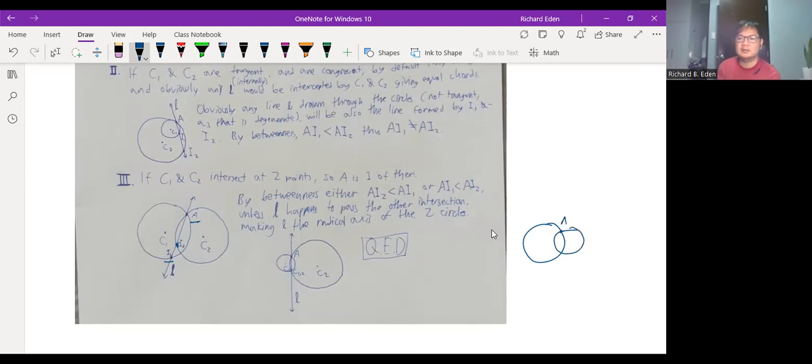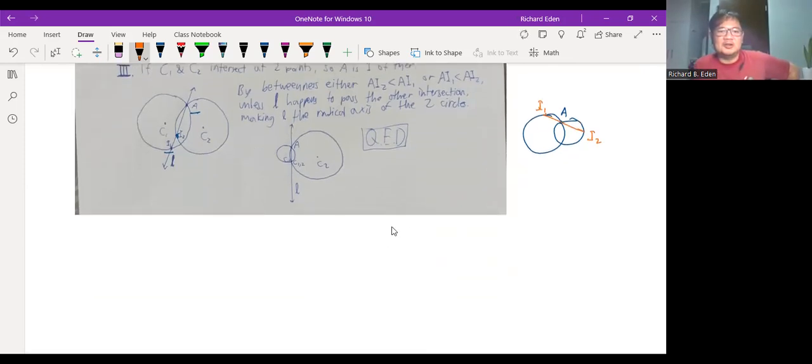Suppose this is A. So how about this. Let me put it here. Here are I1 and I2. Right? Because that's possible. It's possible for the chord on the left circle and the part of the orange chord on the right circle to be equal.